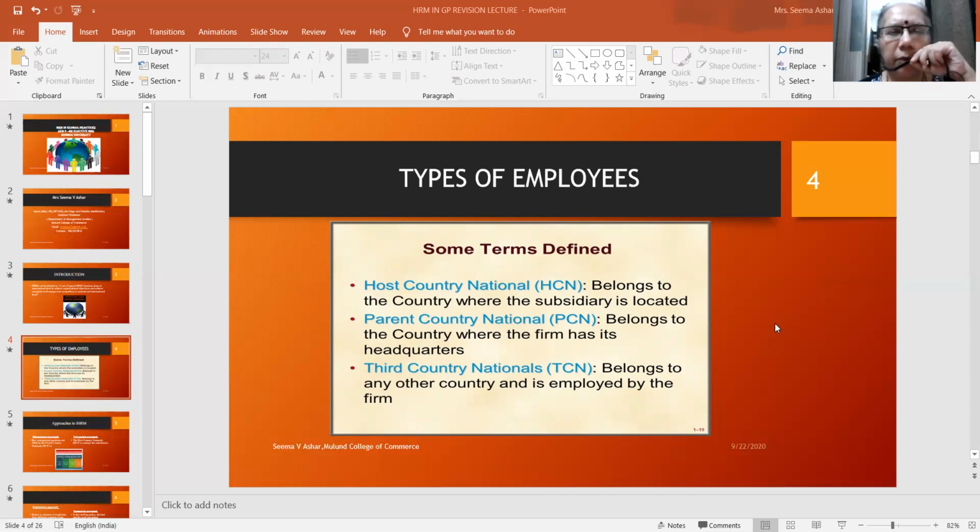And the third type of employees, that is the TCN, also called the third country nationals. They are those who are neither HCN nor PCN. That means they belong to some other country, neither to the host country nor to the parent country.